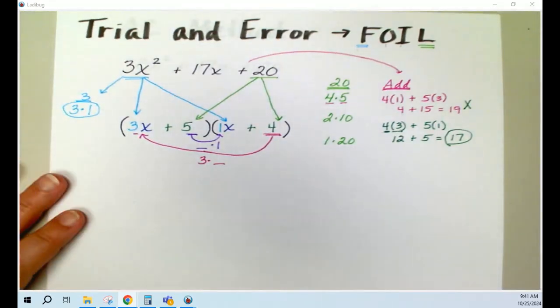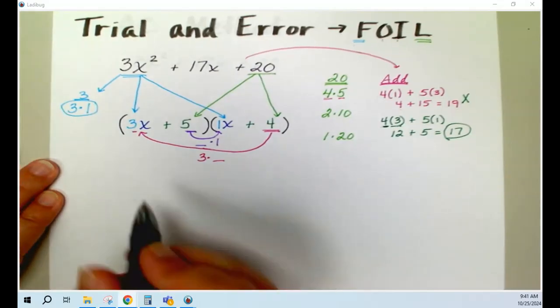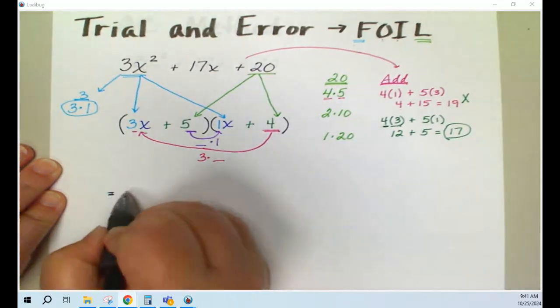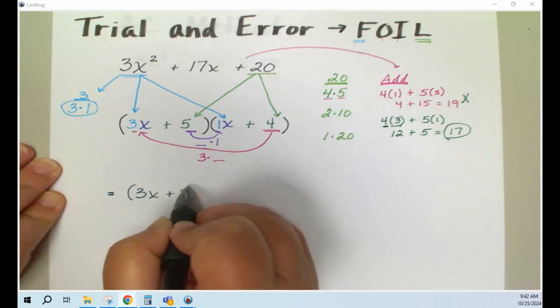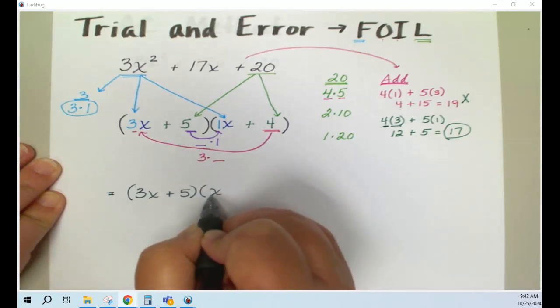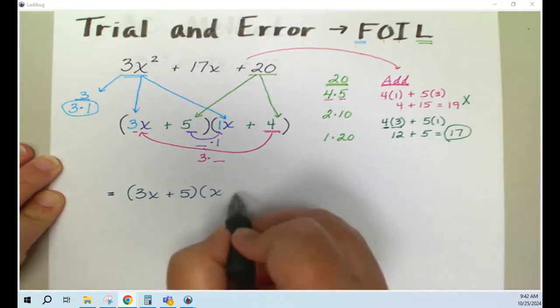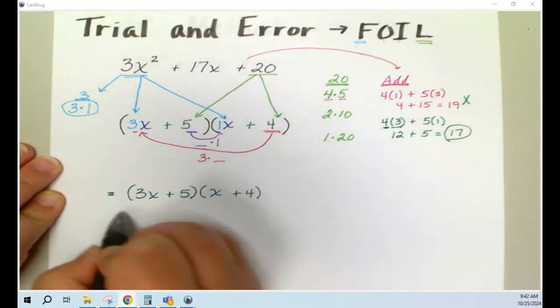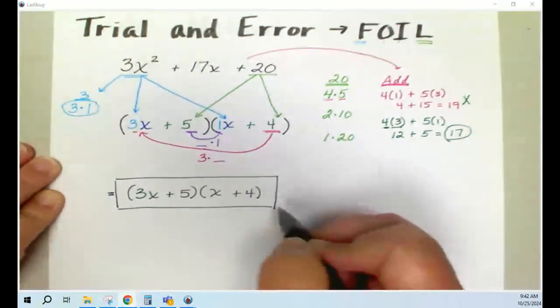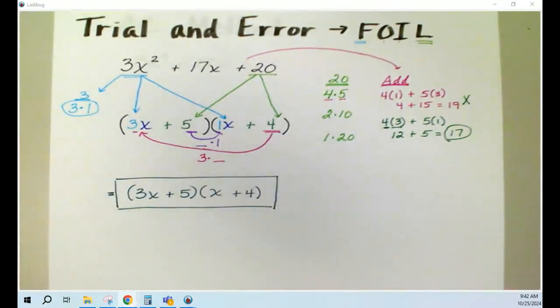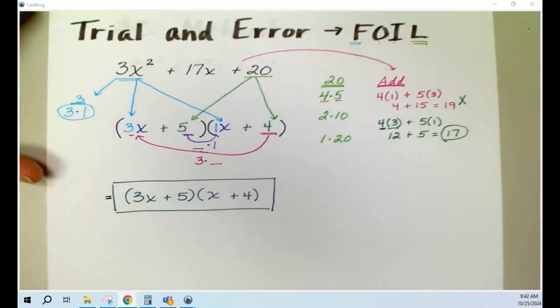I know it looks like we got a lot of stuff right here in this small space, so I'm just going to rewrite that. And we now have 3x plus 5 times 1x, I'm just going to write it as x plus 4. We now have our factored form. So pause this video for just a second so that you can look at this trial and error process that we just did.